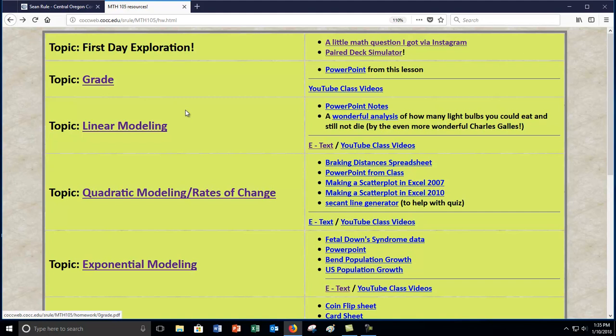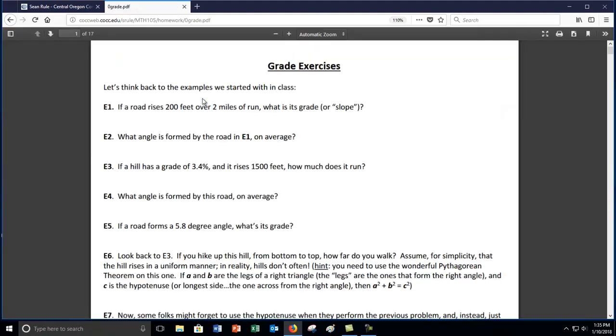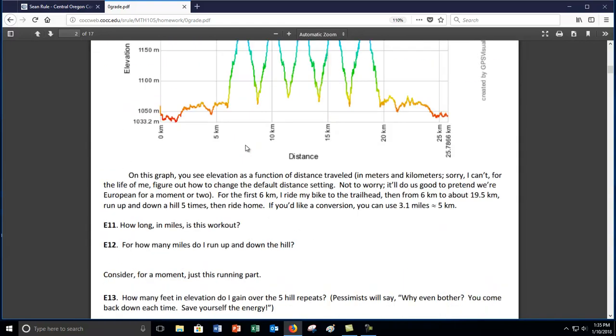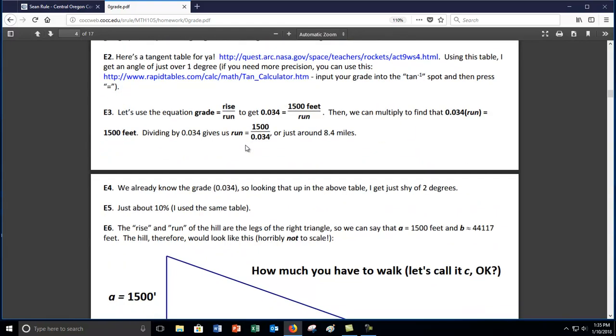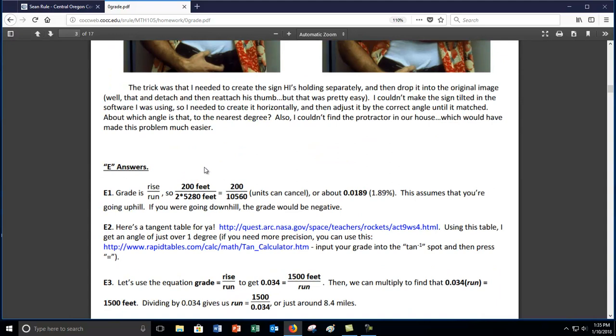The links over here, I'm going to get into briefly here and then come back to them. So, for example, the topic of grade. If you click on that, it opens up a PDF document. At least it should open up a PDF document. There we go. And what I've done on some of these is I've created extra problems like the ones we do in class on these exercises or on these topics. And then I solve them down here. I call these E-questions for extra questions.